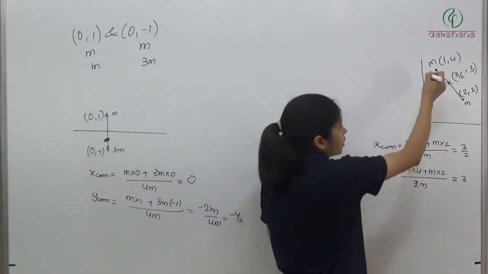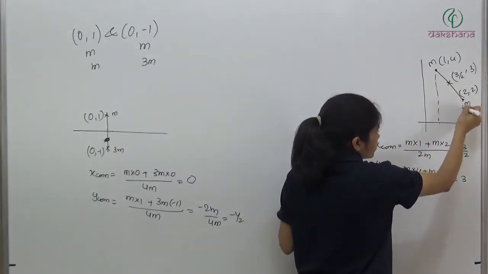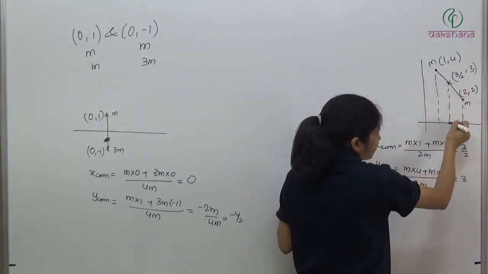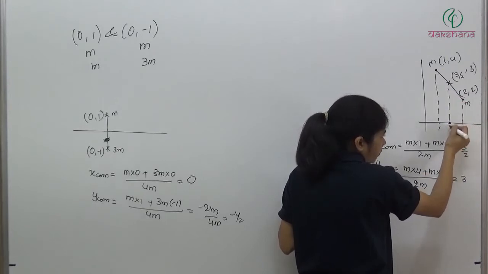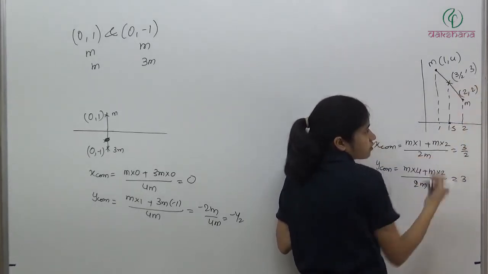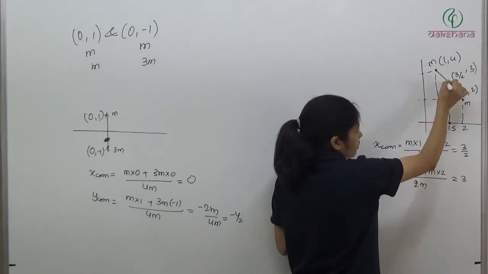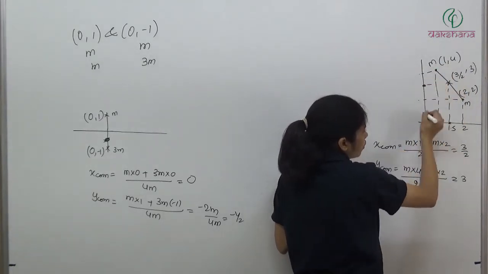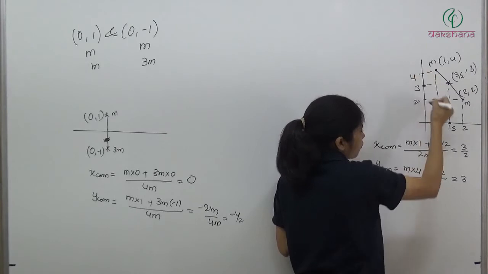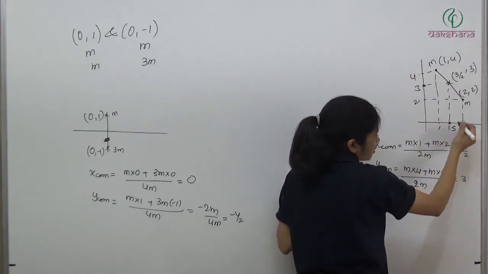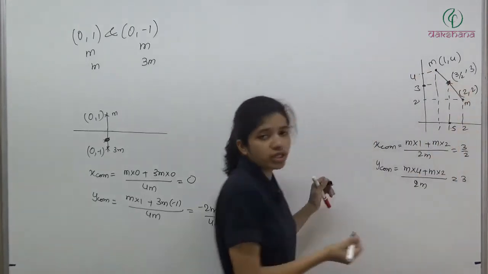So here we have, this is 1, this is 2. So definitely at the midpoint it is 1.5. So the x coordinate is 1.5. Here it is 2, here it is 4, so the midpoint will be 3. So this is 2, this is 3, this is 4, this is 1, this is 1.5, this is 2, and this is the location of the center of mass.